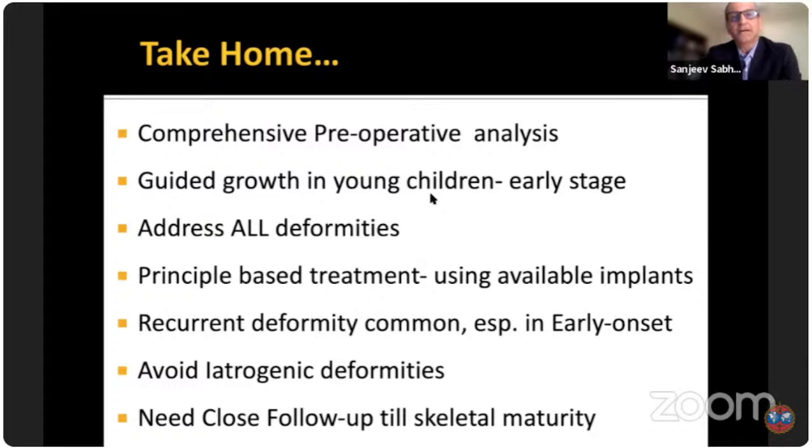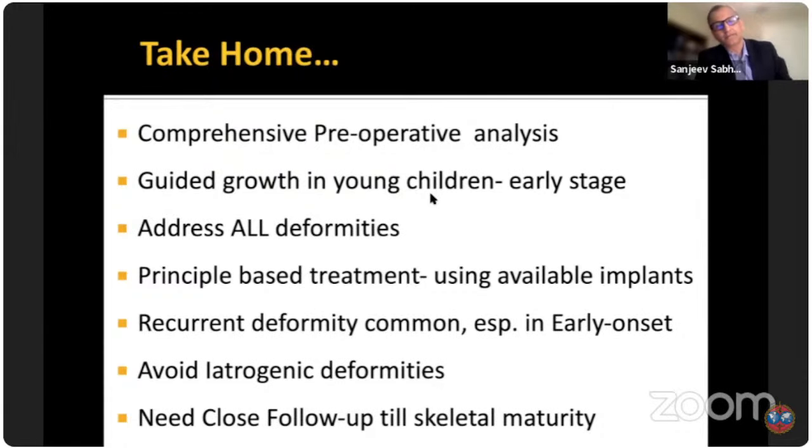These are the final take-homes that I could summarize from our talks today. You want to have a comprehensive pre-op analysis, not just based on radiographs, but on clinical exam. And I think in the last decade or so, guided growth has become a very viable option compared to bracing or osteotomies, as the happy medium with low morbidity in young children with early onset Blount's. Try to assess and address all deformities as much as feasible.